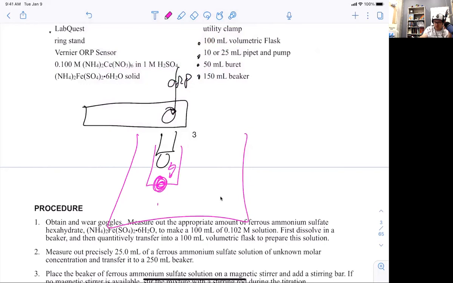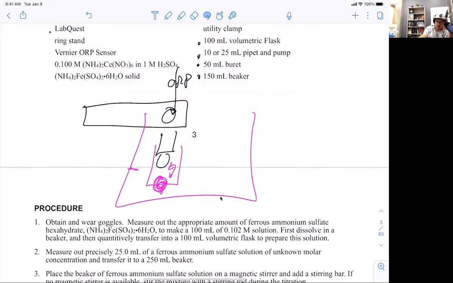can move freely. So you don't want to pinch it up against the side or the bottom, but you want to get this as low as possible into the beaker, because we need to have the sensor itself submerged by the solution. So you're going to put your 25 mils of iron in here from the pipette, and it won't be enough.